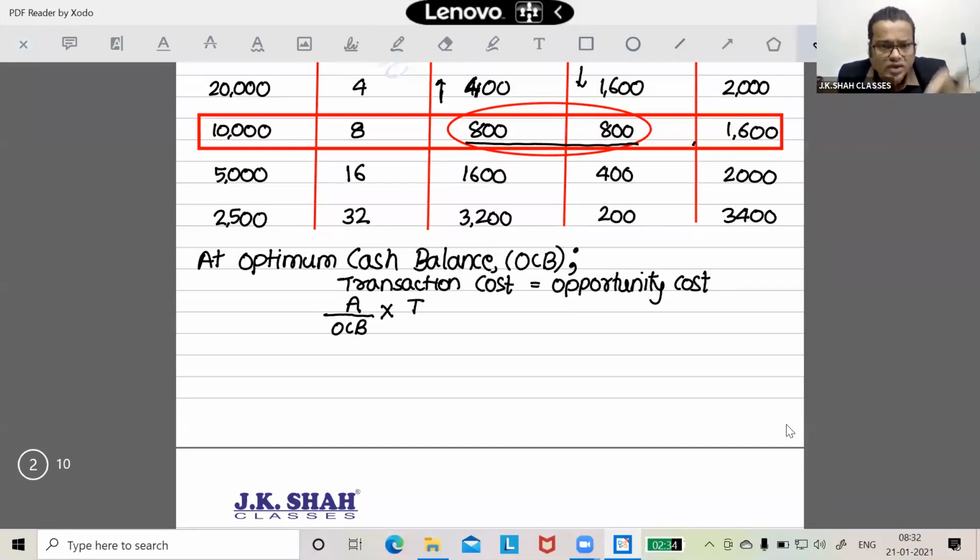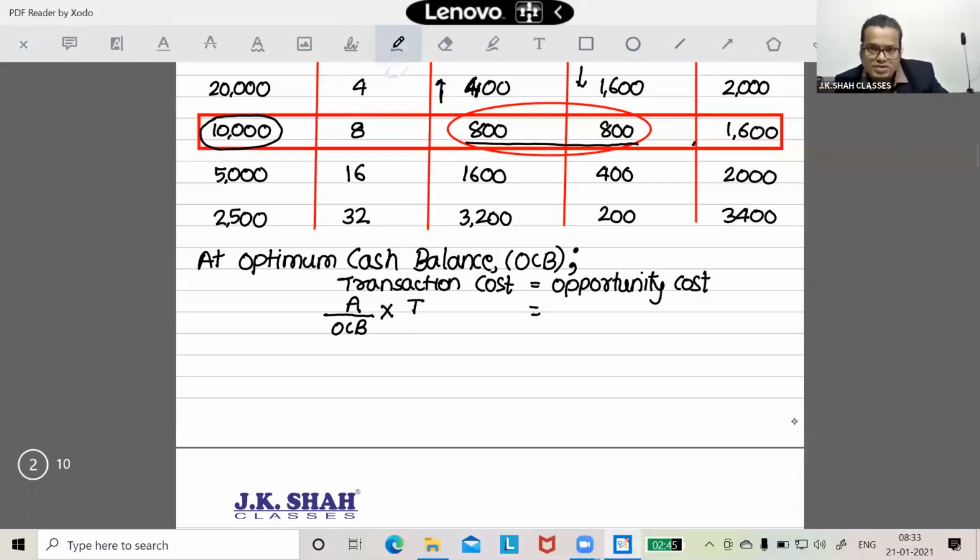Did you all understand what I wrote? A is the annual cash requirement, 80,000 rupees. Here we assumed the optimum cash balance as 10,000. So 80,000 divided by 10,000, how many rounds? Sir, 8 rounds. And then per round, how much is the cost? Sir, 100. So 8 into 100 is 800. So this is A upon OCB into T. Is this understood, people? Give me some thumbs up. Kudos if you have understood.